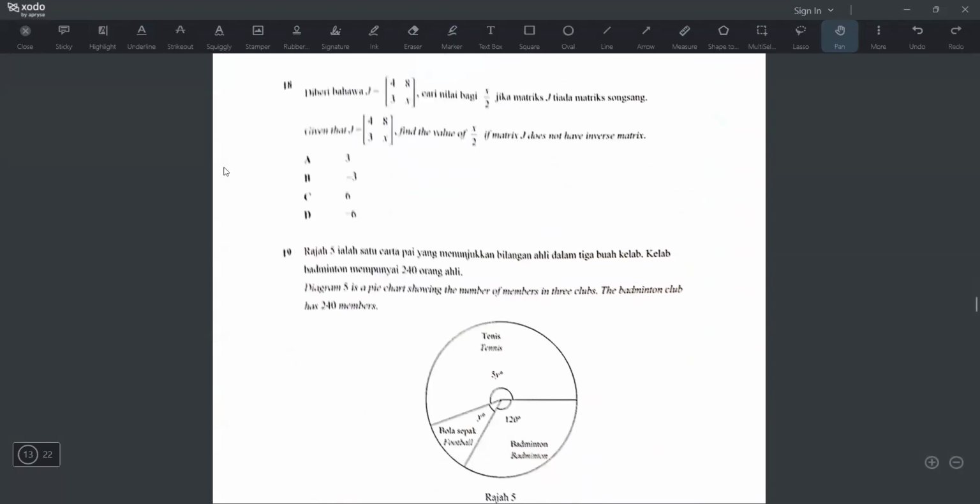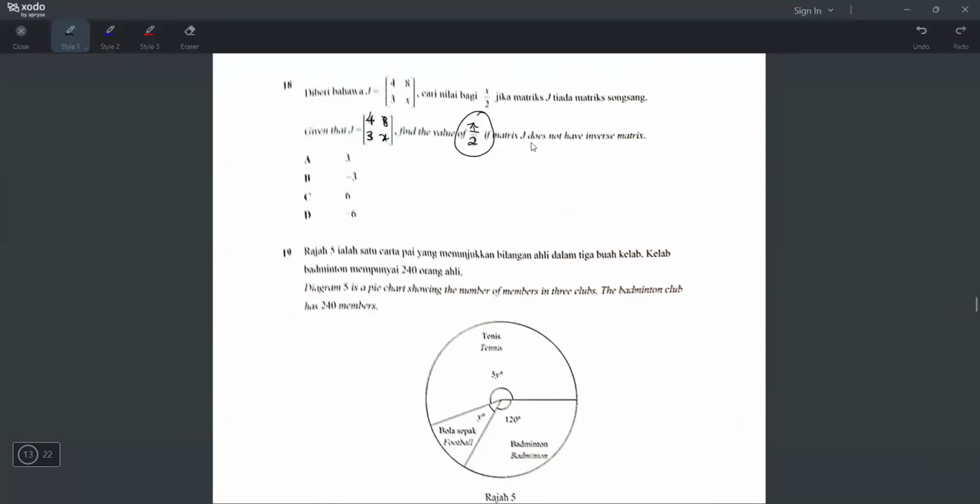Okay, let's go to number 18. This question is a bit blurry, so let me write it clearly for you. This is 3, this is x, this is 8, this is 4, and this one is x over 2. Okay, let's read. Given that J is 4, 8, 3, x, find the value of x over 2 if matrix J does not have an inverse matrix. This phrase we have to underline, very important.